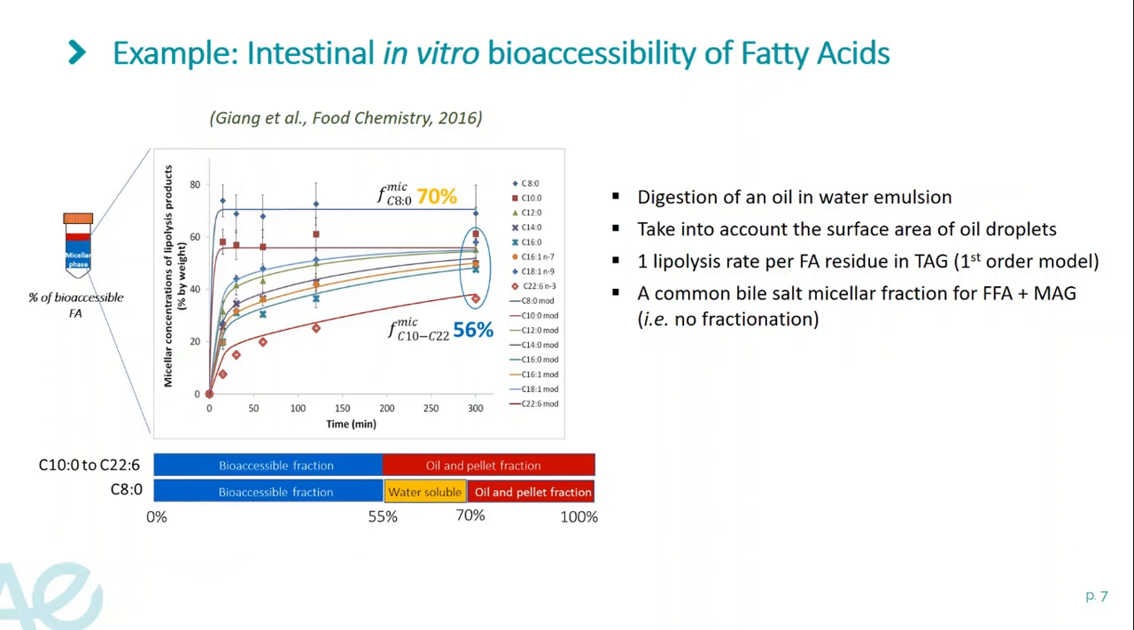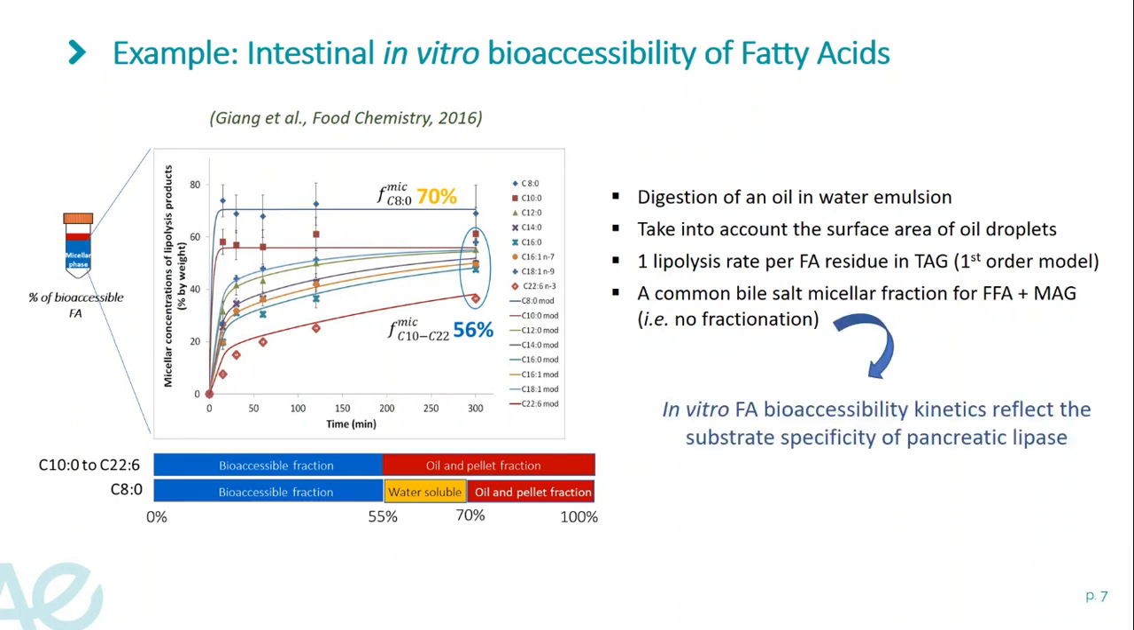I will go very briefly on that second example because it is highly similar to the previous one. What should be noticed is that they were interested in the bioaccessible fatty acids, so individual fatty acids this time. And the main result is that the in vitro fatty acid bioaccessibility kinetics reflects the substrate specificity of pancreatic lipase. So this is interesting for prediction purposes because this means that fair prediction should be able to be reached by knowing the substrate specificity of pancreatic lipase, the oil composition, and also the oil droplet size.